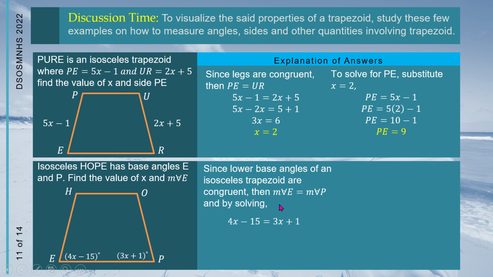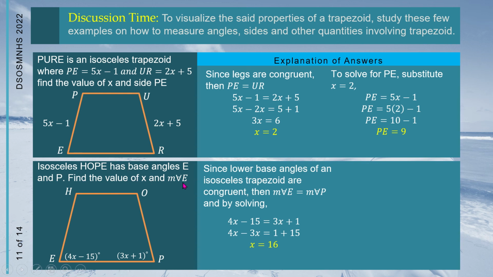So by solving algebraically, the given expressions, 4x minus 15 should be equal to 3x plus 1. Then 4x minus 3x. The positive 3x on the right side becomes minus 3x when moved. Bring down positive 1. The negative 15 becomes plus 15. So 4x minus 3x is 1x or simply x. Then 1 plus 15 is 16. That answers our first question on the fourth example, the value of x.